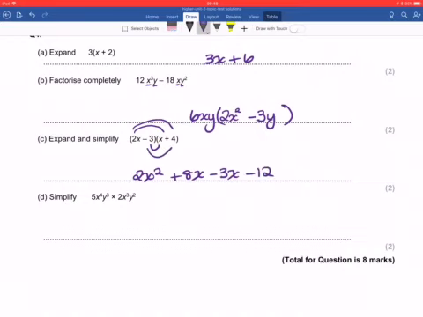Okay, simplify. You just need your indices laws. When you multiply, you add the powers. So 5 times 2 is always going to be 10. X to the 4 times x to the 3, I add my powers, x to the 7. Y cubed times y squared, I add my powers, y to the 5.